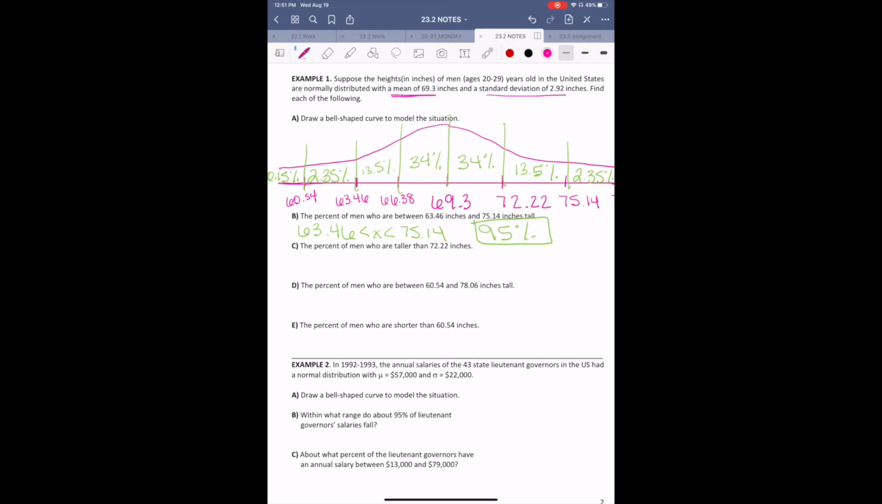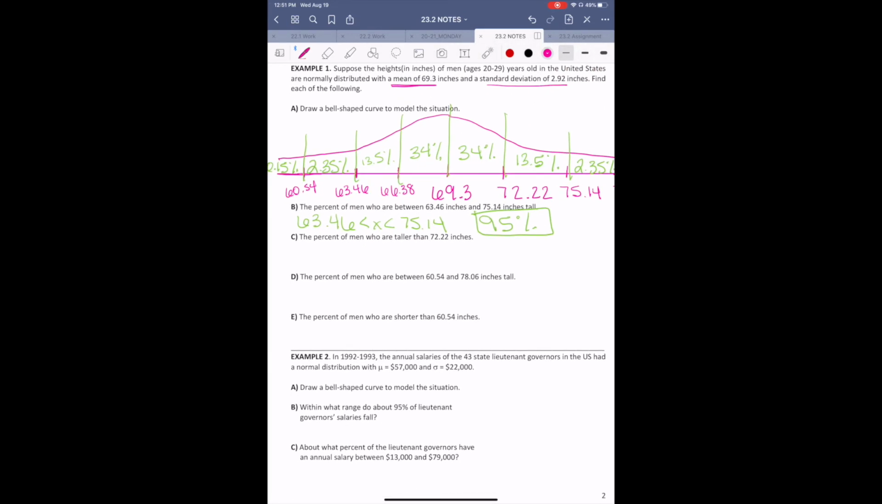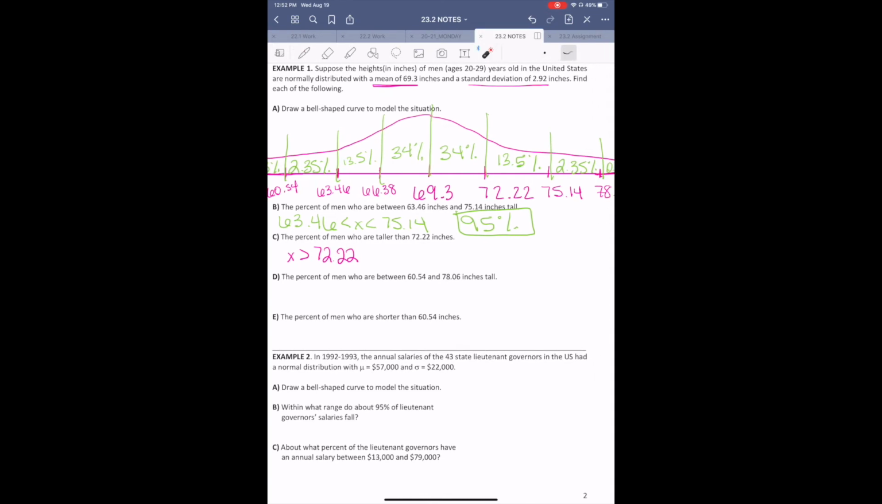Okay. For C, the percent of men who are taller than 72.2 inches means we're looking at data that is greater than 72.22. Looking at our bell curve, we're looking at this portion here. So we know that by adding this, we get a percentage of 16. So 16% of our data falls above 72.22 inches.